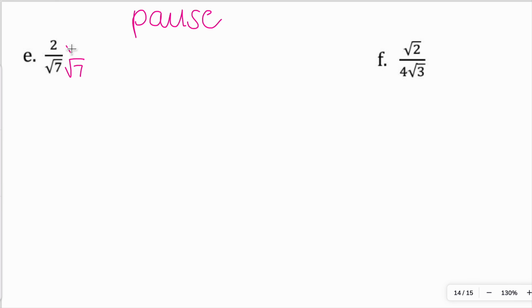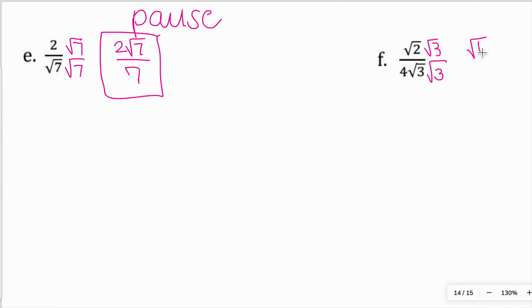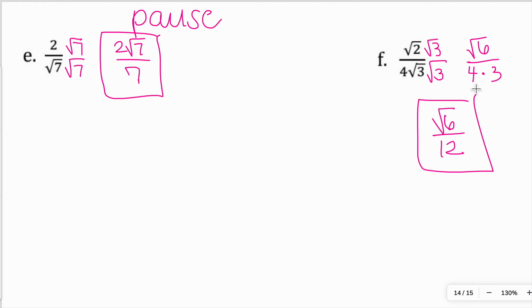All right, square root 7, multiplying both top and bottom, so I get 2 square root 7 over 7. Nothing else can be reduced, so we're good to go there. And then for letter F, multiplying by square root 3 on top and bottom, I get square root 6 over 4 times 3. So that'd be square root 6 over 12. And there we have it.